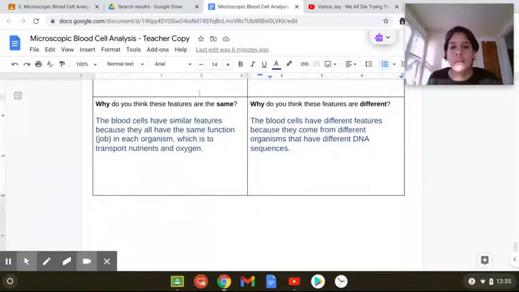And then lastly, why do you think these features are the same? And why do you think these features are different? Here's an idea of some things that you can think about.